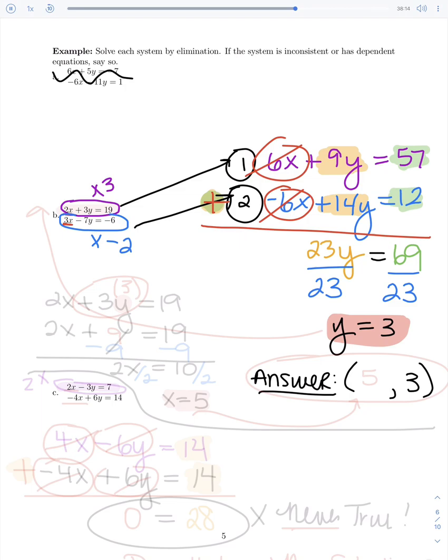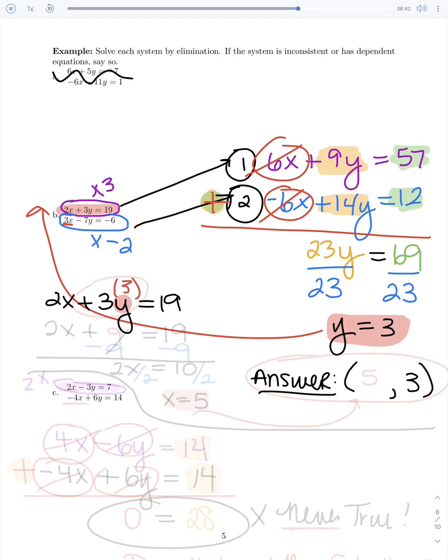I always tend to plug it into the first equations. That way I don't have to worry about whether or not I've made a mistake. Pick whichever one's easiest. I'm going to pick the top one just because it has no negatives. Make your life as easy as possible. You have the option. So we've got a 2x plus 3y equals 19, and we're going to replace that y with a 3. Again, don't forget your parentheses when you make the swap.